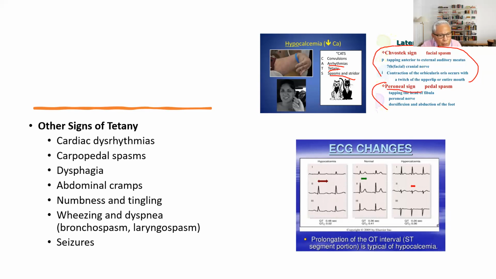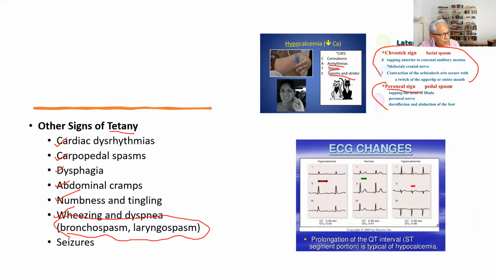But this is also another one, the peroneal sign, which we don't use that much. We use the brachial muscles to determine if there are carpopedal spasms. All right, so carpopedal spasms, cardiac dysrhythmias, dysphagia are other signs of severe calcium insufficiency, cramping, numbness and tingling, wheezing and dyspnea, and bronchospasm and laryngospasm.